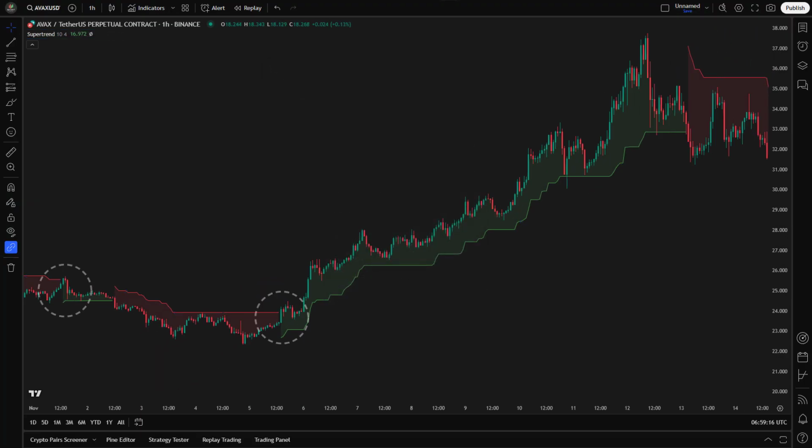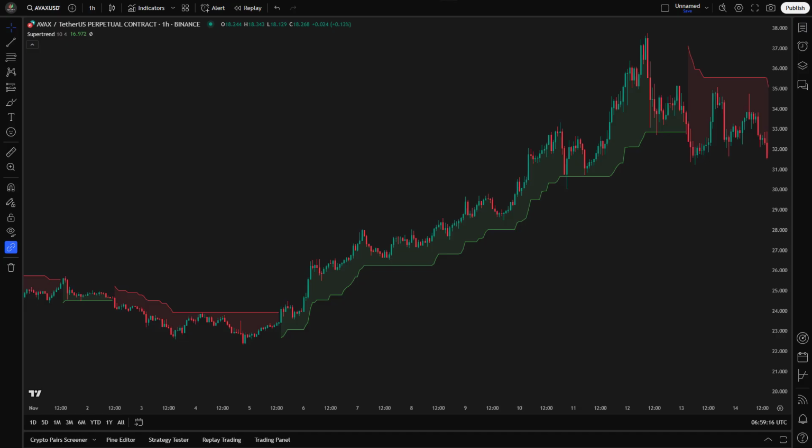When the price closes above the Supertrend line, it indicates a potential uptrend, signaling buy opportunities. Conversely, when the price falls below the Supertrend line, it suggests a potential downtrend, signaling sell opportunities. What makes the Supertrend especially useful is that it not only follows the trend, but also acts as a trailing stop loss, helping manage risk as the price moves.